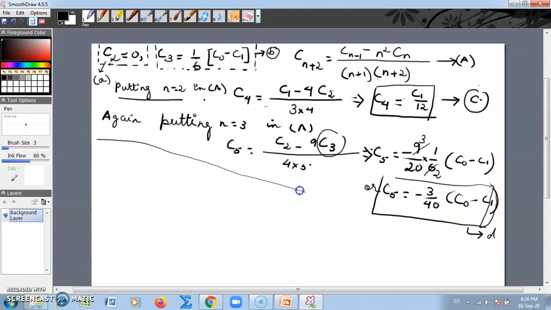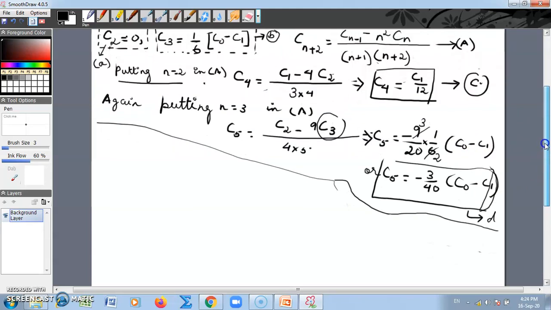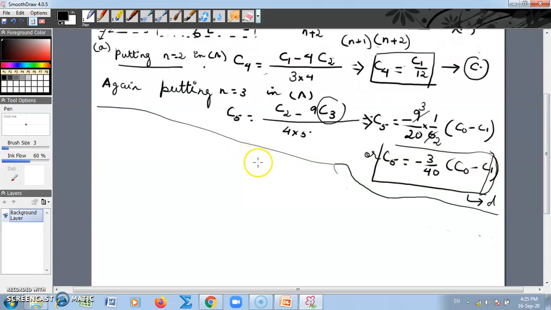So let me take out some space here like this. Slowly I am getting used to writing on this board. So it's like this. So see what we have now in our hand. We have C2 which is 0, C3 we have, C4 we have, and C5. So let us look at our solution. What was our solution? Our solution was given by A.